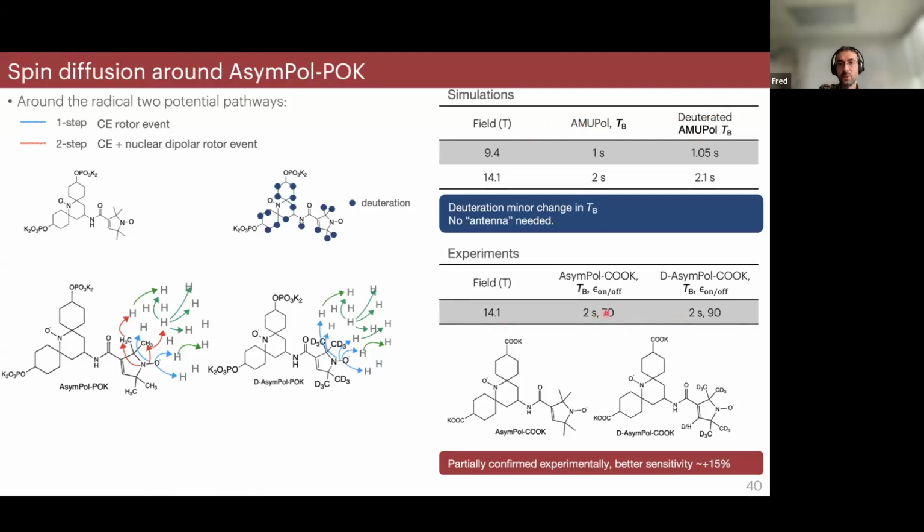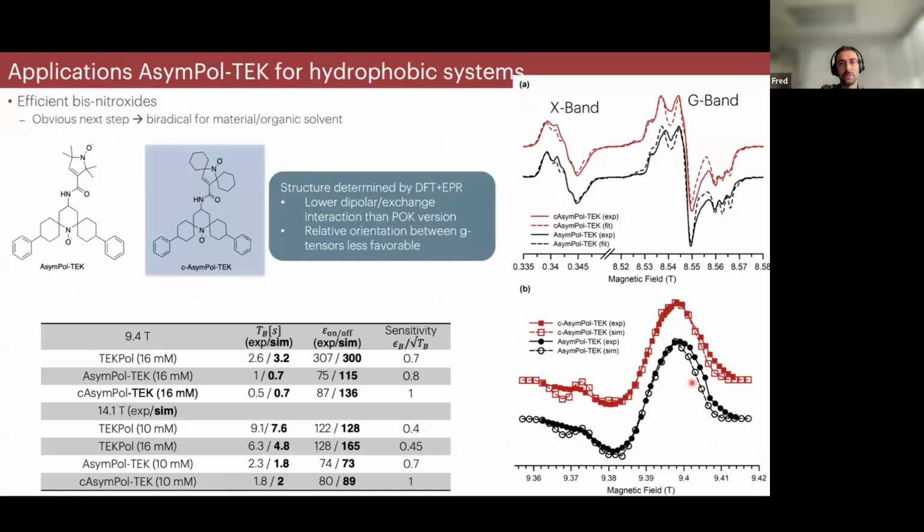So you can see, you can do experiments. We could not completely deuterate the radical. We only partially deuterated it, but we could get a good agreement between experiments and simulations.